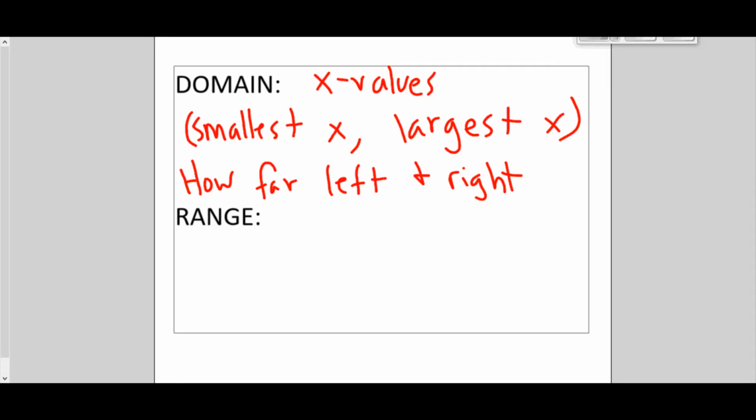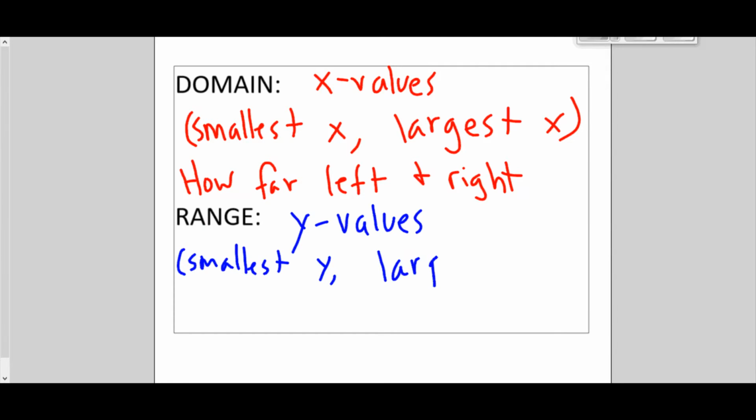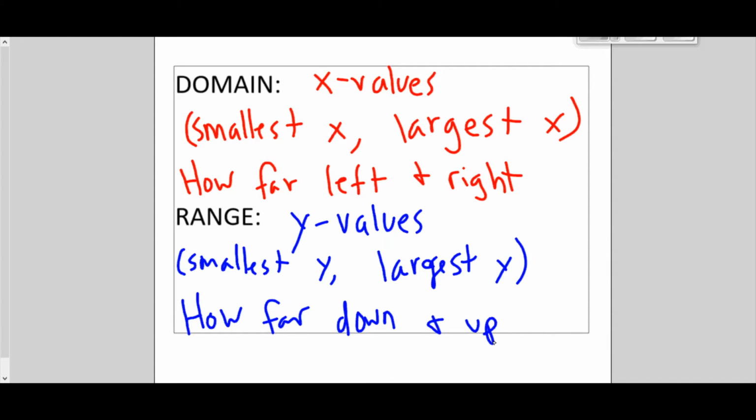The range, remember, that's your y values. And if we want to write this in interval notation, it's the smallest y, comma, largest y. And remember, the range tells you how high up and how far down. So how far down and up. So range has to do with up and down, domain has to do with left and right. So pause if you need to finish writing this down.